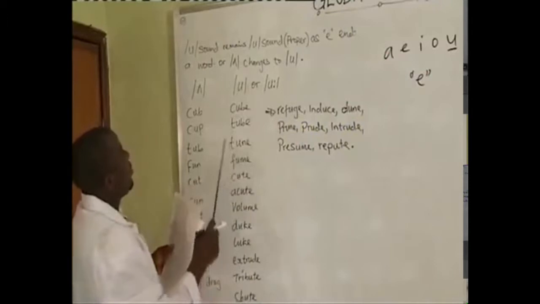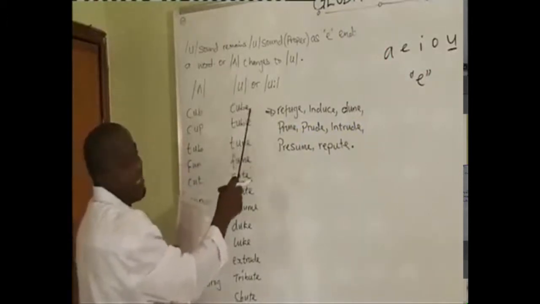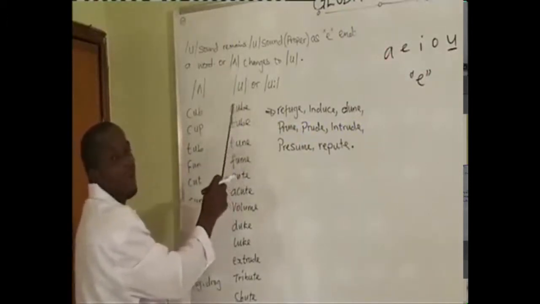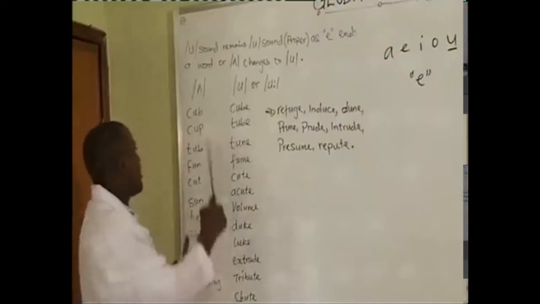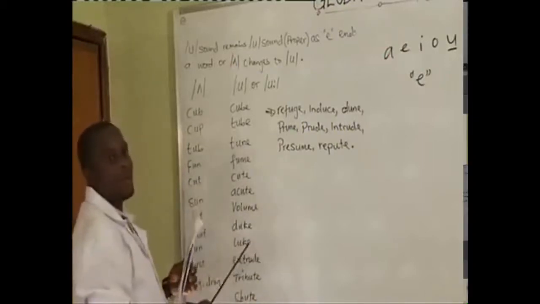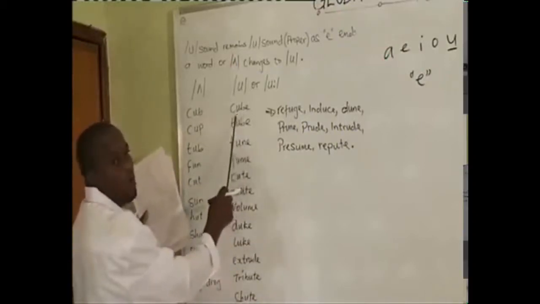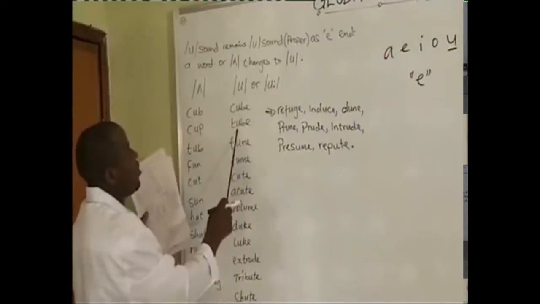So when E ends a word, like now, E is here. This U here must sound long, like U. It will not sound like on. That's what I'm talking about. So here now, this is U. This one? Stru. This one?